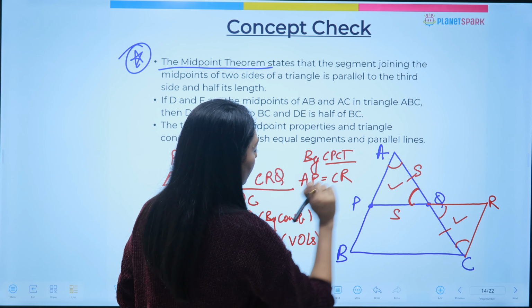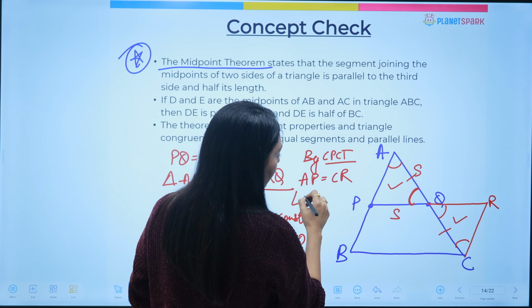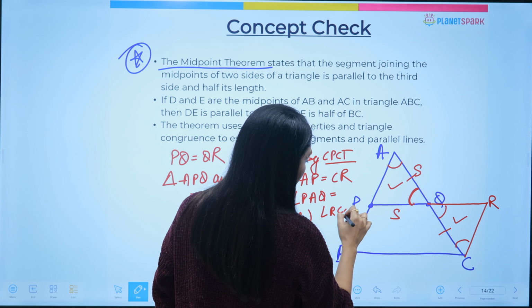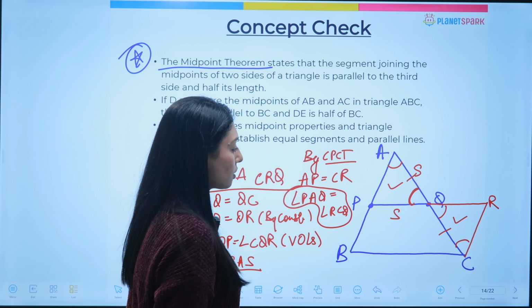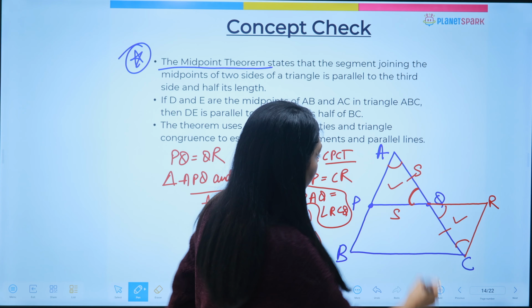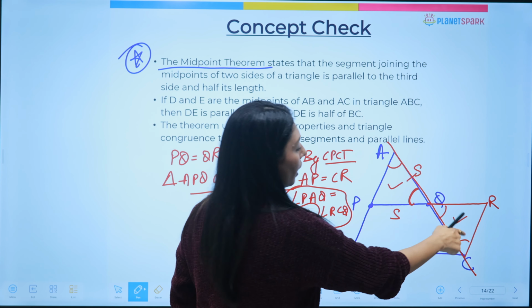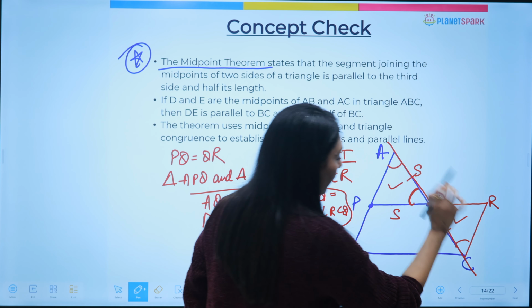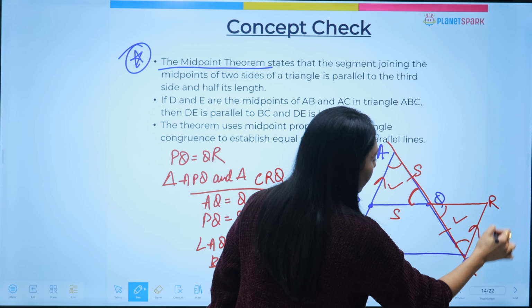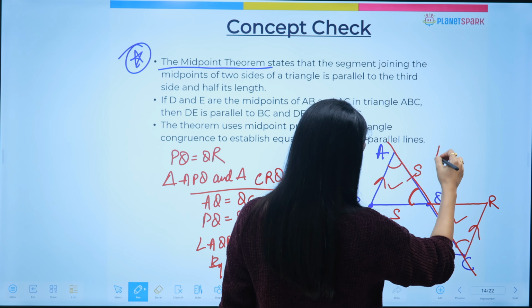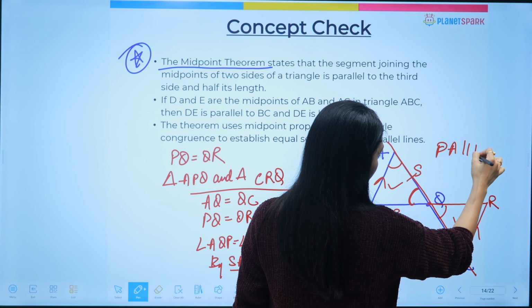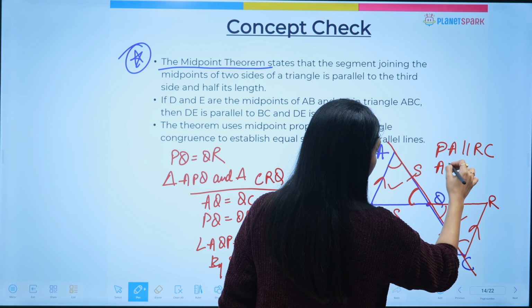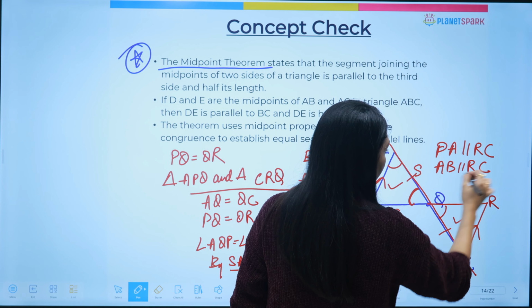But we need only these. Why? Angle PAQ is equal to angle RCQ. Now focus on these two angles. We have these two lines, and this is acting as a transversal. So they are a pair of what? Yes, alternate interior angles. And if we have alternate interior angles equal, that makes the lines parallel. So from here I can say PA is parallel to RC. PA extended is AB, so I can say AB is parallel to RC.